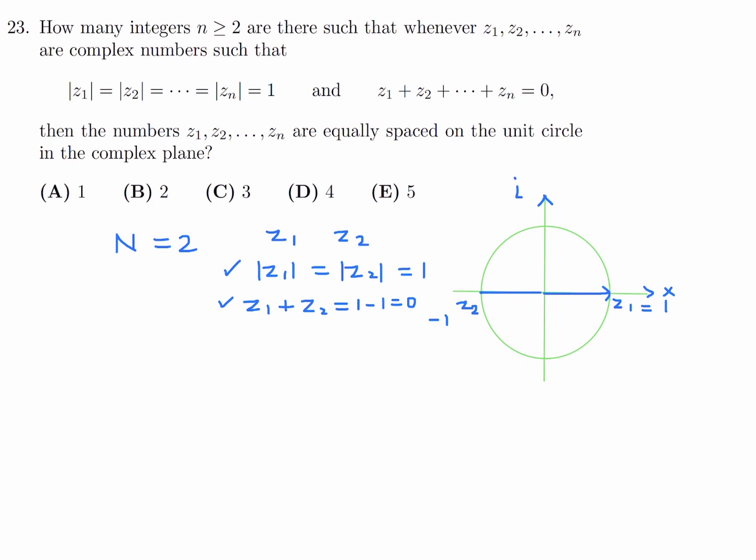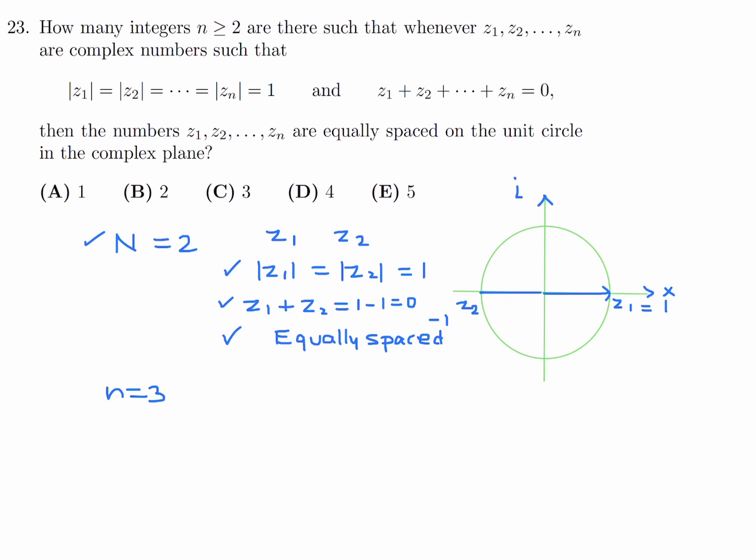So the third criteria, equally spaced, is satisfied. So therefore, n can equal 2. So far we have one value. They want you to figure out how many integers n greater than or equal to 2 have all these criteria satisfied. Now we move to n equals 3.